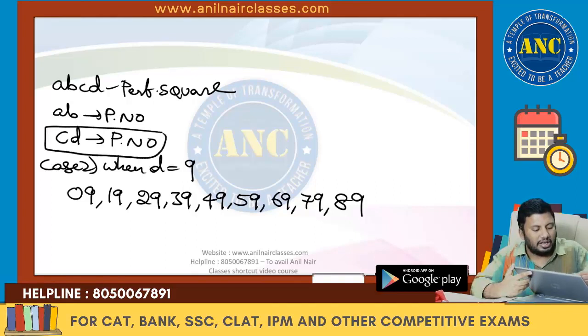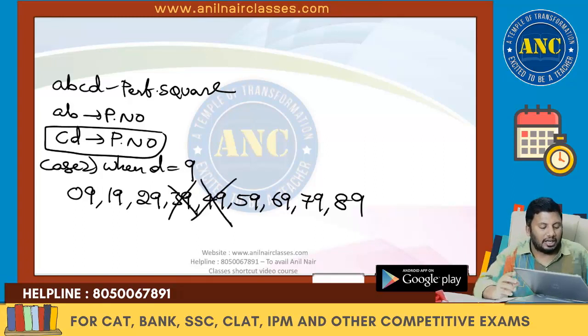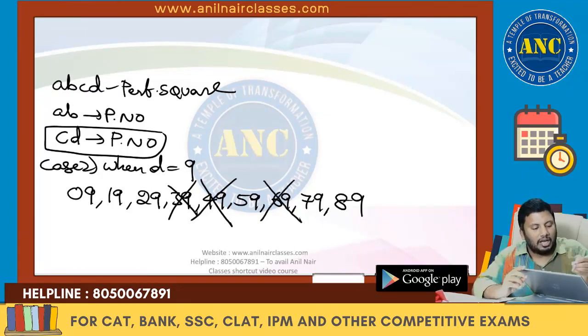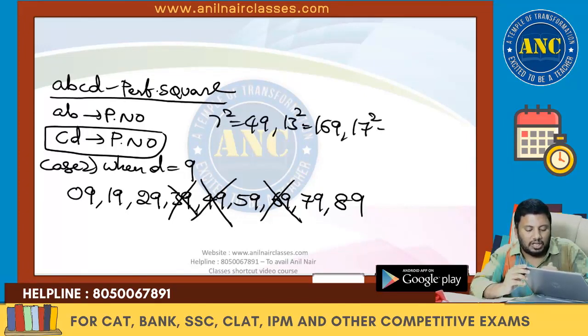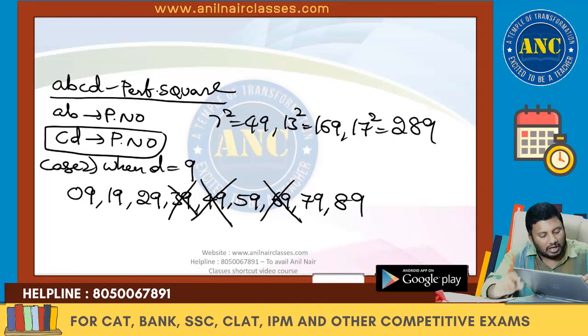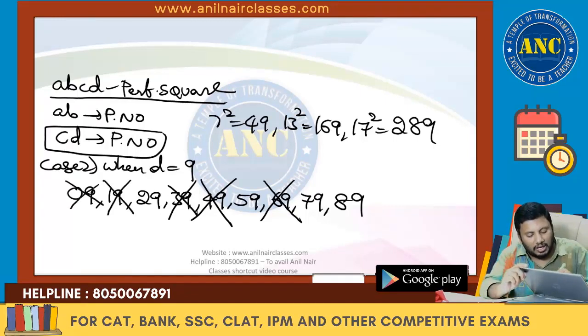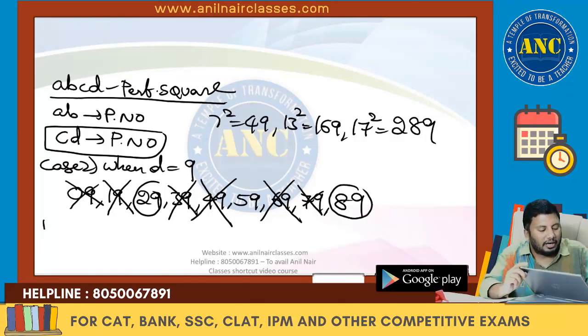The condition is CD should be a prime number. 39 not possible. 49 not possible, right? 69 not possible. ABCD is a perfect square. For any perfect square ending with 9, the tens place should be an even number. Two cases that I got, 29 and 89.